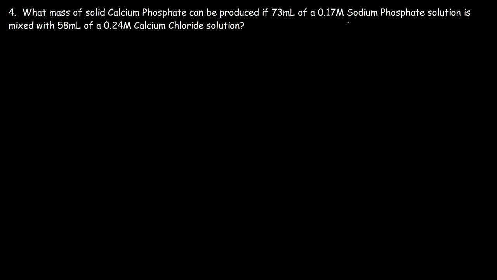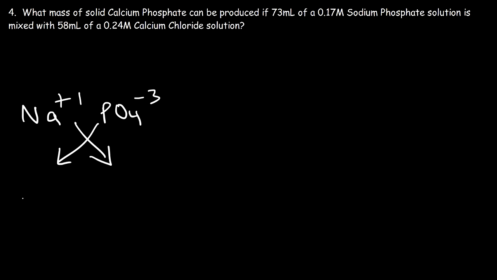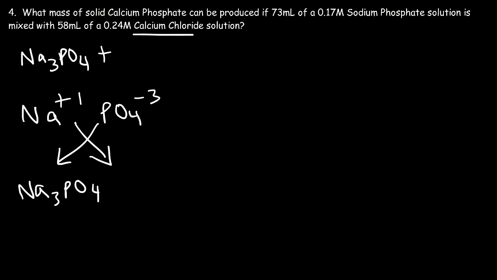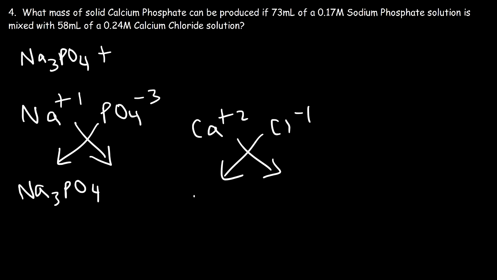We're not given the formula of sodium phosphate, so we need to come up with it ourselves. Sodium has a positive 1 charge. Phosphate has a -3 charge. So make sure you study the polyatomic ions. So sodium phosphate is Na3PO4. Next, we need to write the formula of calcium chloride. Calcium has a positive 2 charge. Chloride has a -1 charge. So the chemical formula is Ca1Cl2, or simply CaCl2.